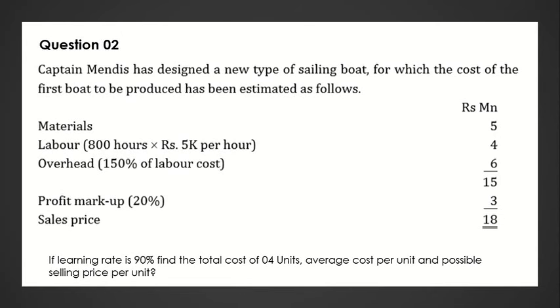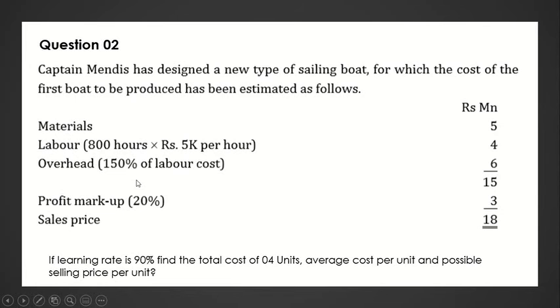Captain Mendes has designed a new type of sailing boat for which the cost of first boat to produced has been estimated as follows. So here they have going to produce a new sailing boat. So their first boat standard cost has been given. So here to produce their first boat they need material, labor and other overheads. So here the composition they have given, material cost will be 5 million per first boat, labor requirement will be 800 hours, so 5,000 per hour, so the cost will be 4 million.